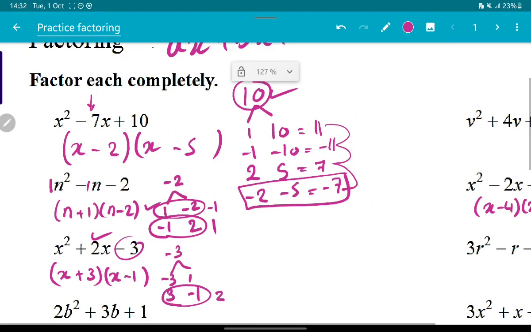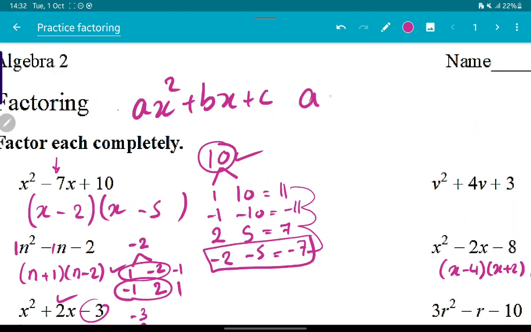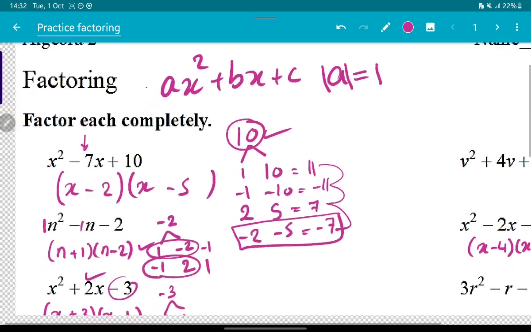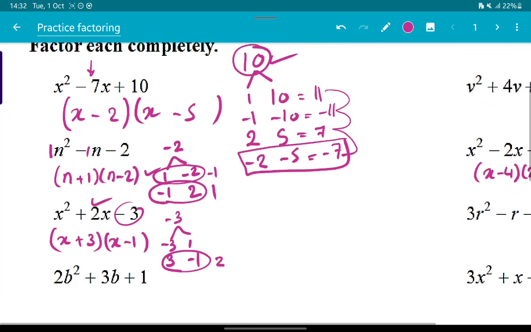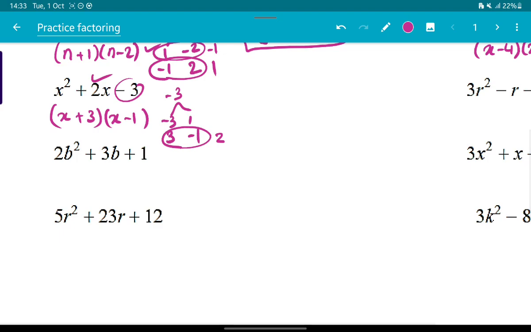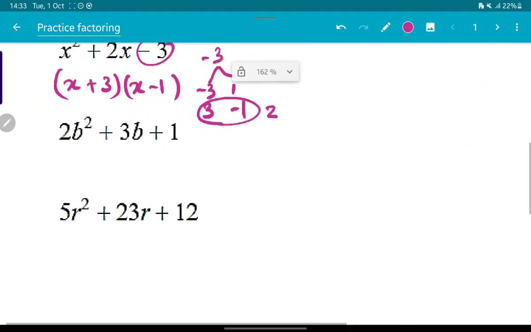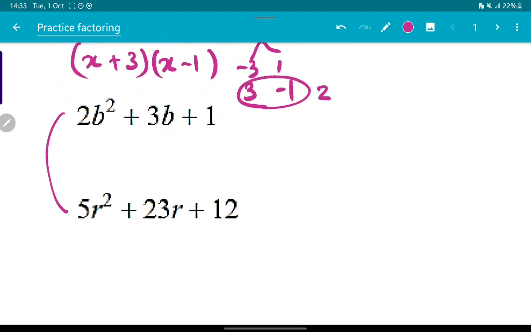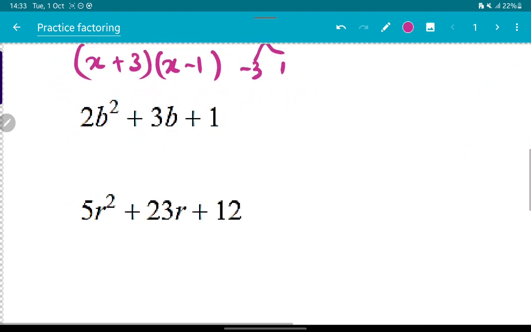So the first idea, if a is 1, even if it's negative 1. Then if we have a value for a which is different than 1, greater than 1, in the following two questions, how to do them?